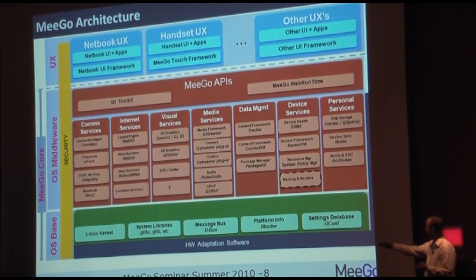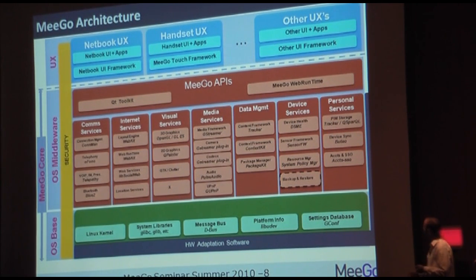Then in the core of the middleware, we have a set of services for different areas. So communications, internet services, visual services, so 2D, 3D graphics, the media services for audio and video streaming and playback and encoding, core data management for things like contacts and calendar data, device services, so these are a bunch of the things that you need to build a mobile device, like the sensor framework, for example, or device health, which looks after things like battery charging, and personal services, which include things like device sync.